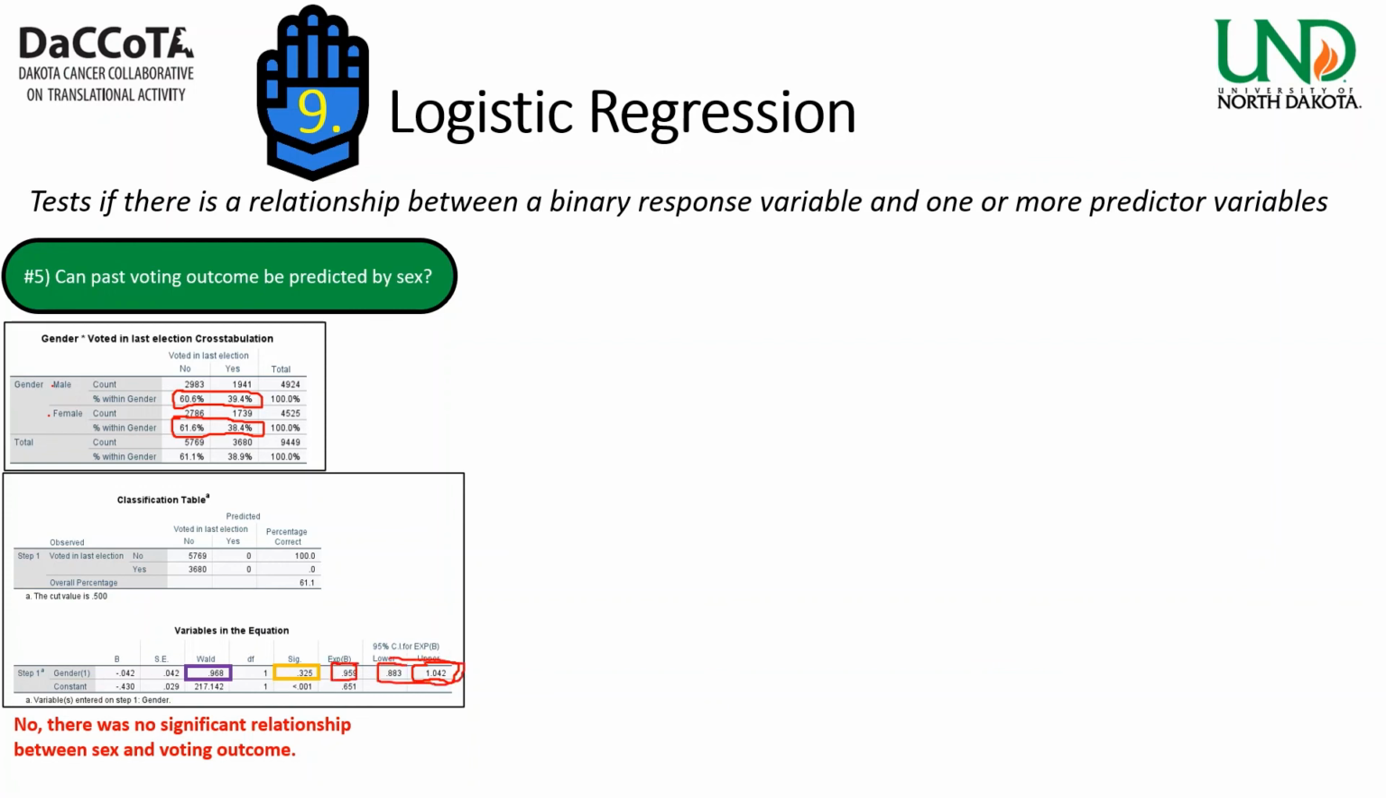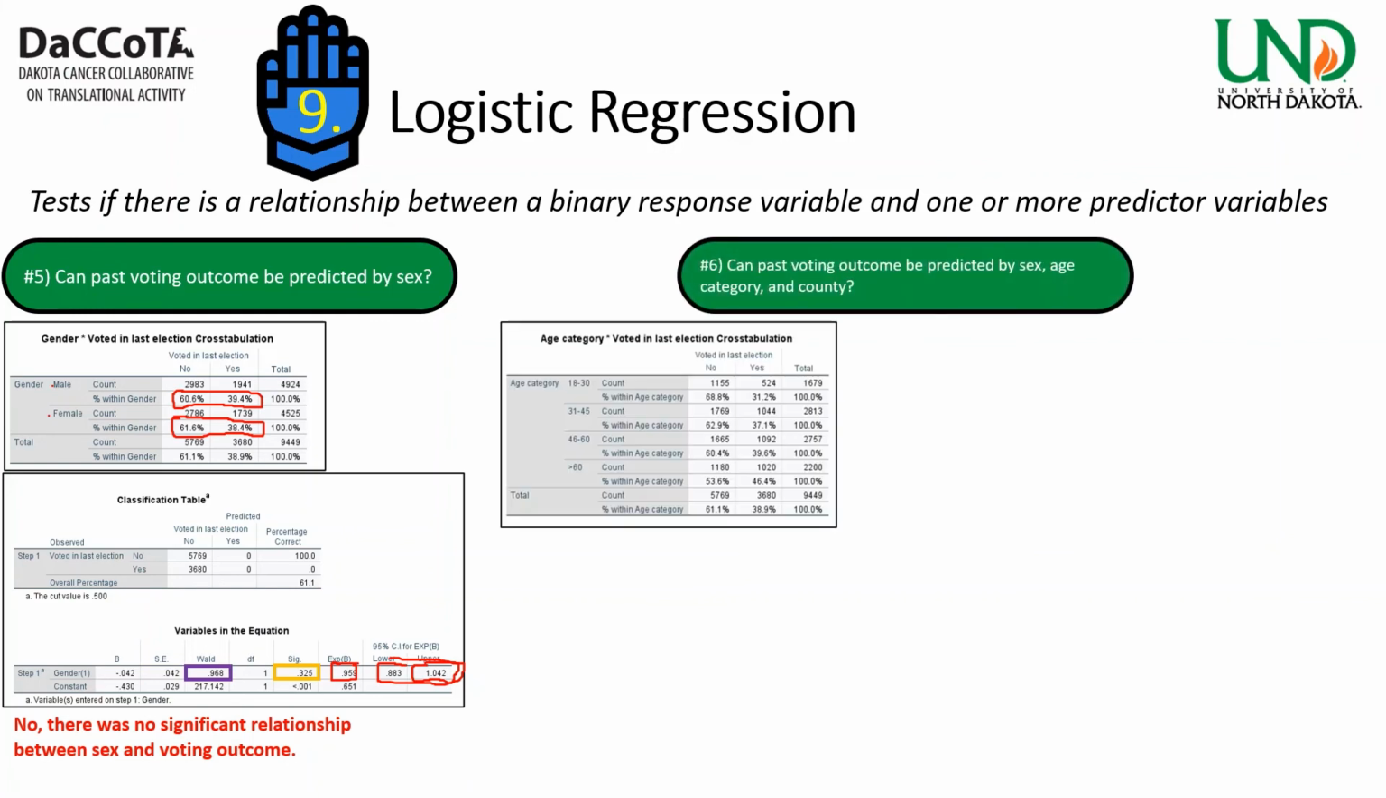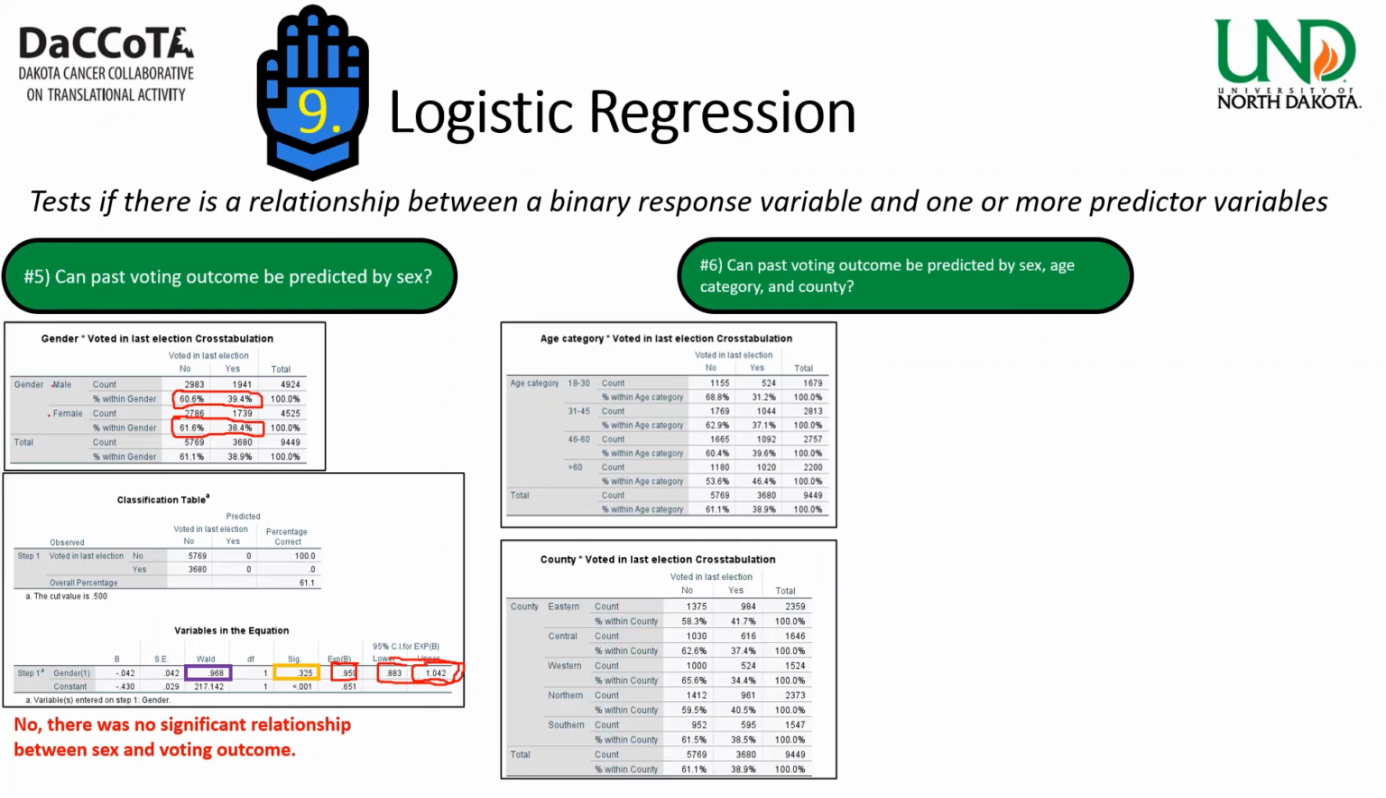What about past voting outcome by more variables? Well, we can cross tab more. We can look at age category, because we've already seen sex over here, so I'm not going to do the cross tab again. And we can also do our county. And we can see there might be some differences here. Ranges between like 65% all the way down to something like 58%. So that might be significant.